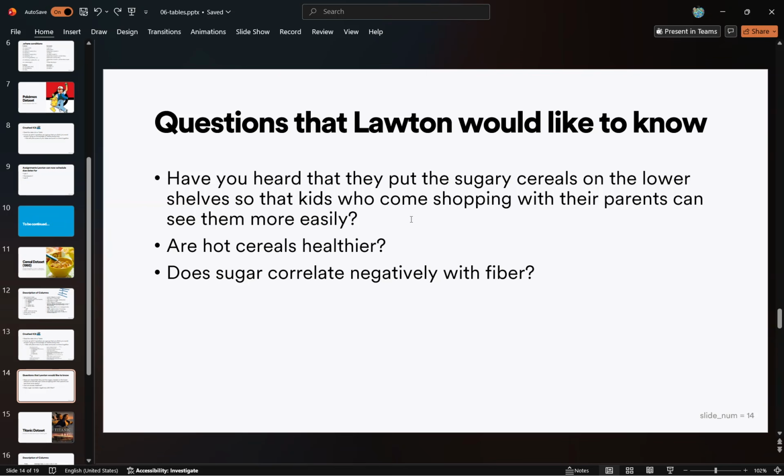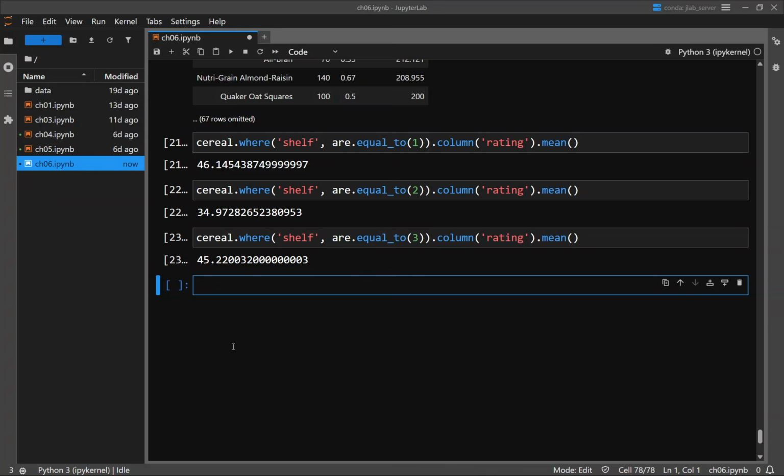So what we'll need to do then is to look at each shelf and see how sugary that shelf is as a whole. So we can do average sugar content per shelf. Does that question make sense? And that will answer this question for us. Like, hey, did they put some sugary cereals on the lower shelves? We only got 3 shelves, so let's try shelf 1. So again, where shelf is equal to 1.